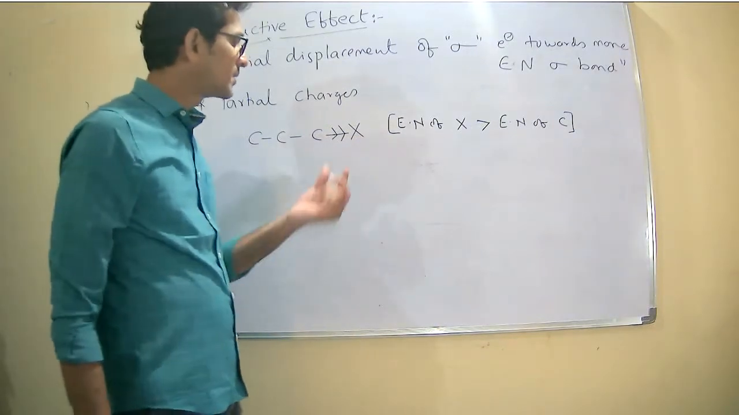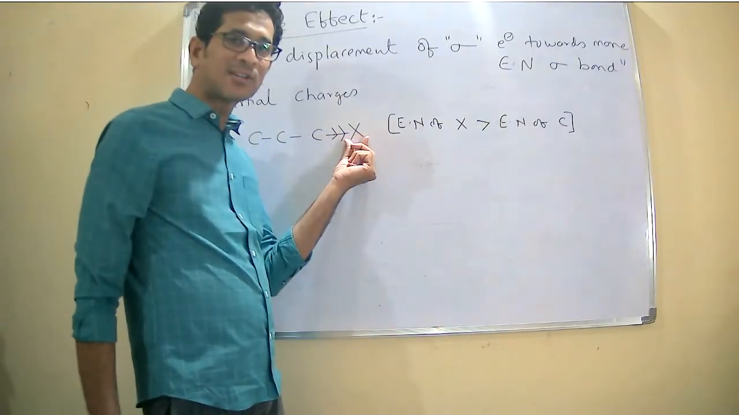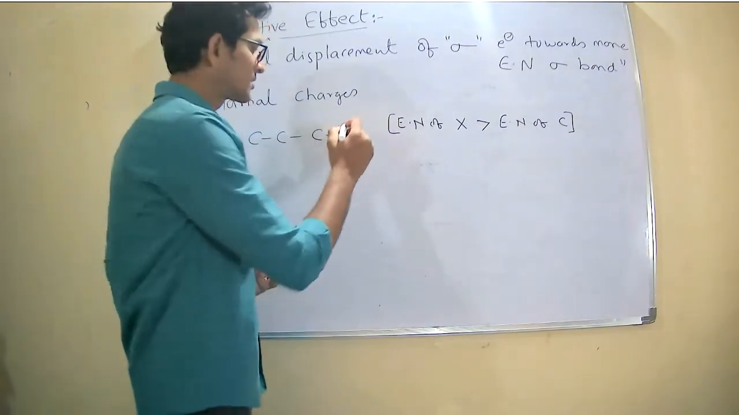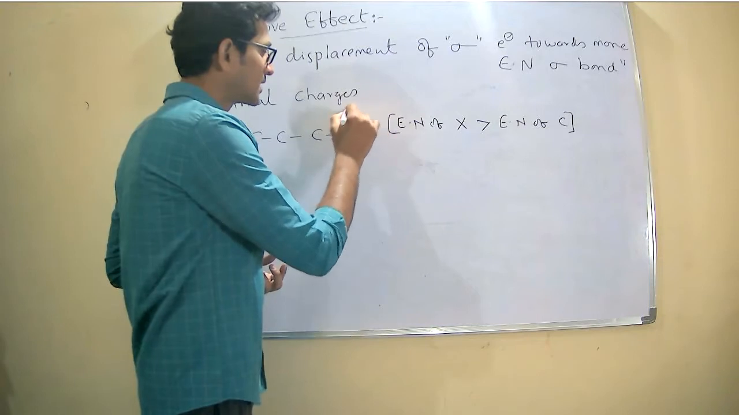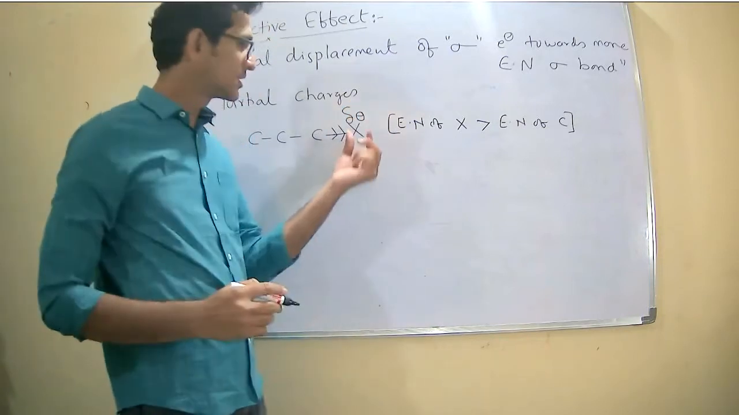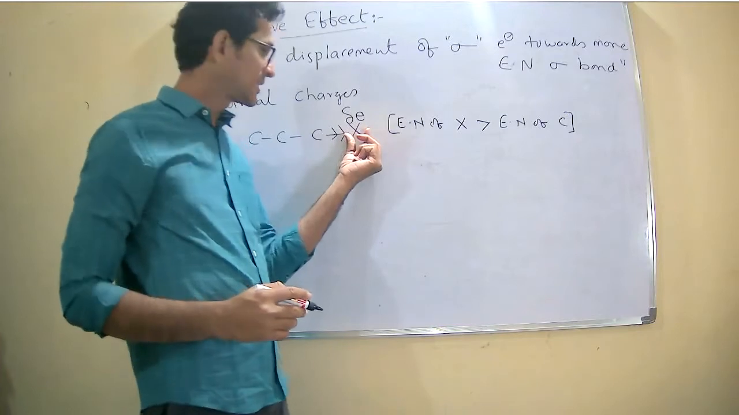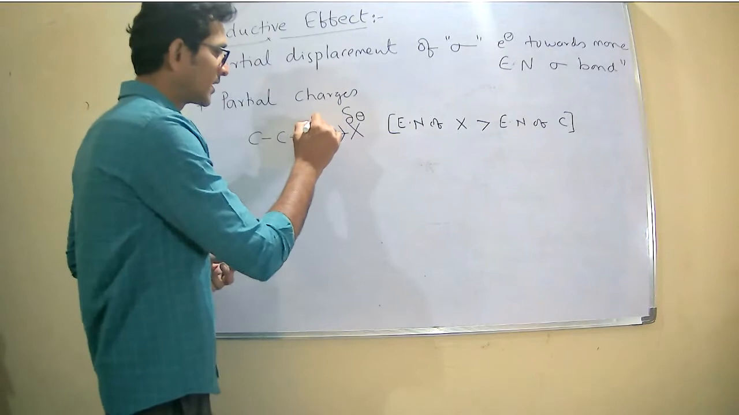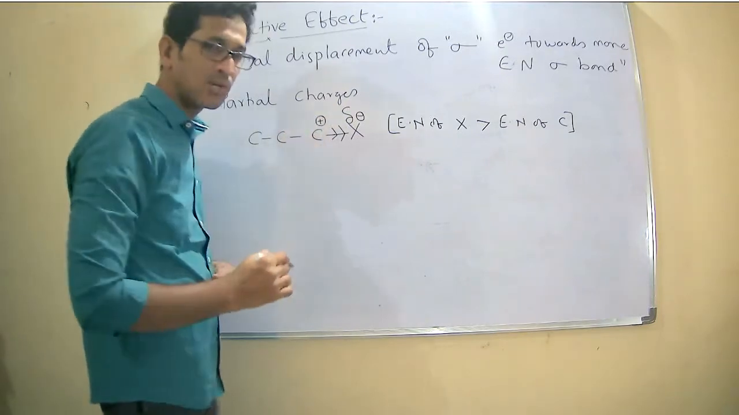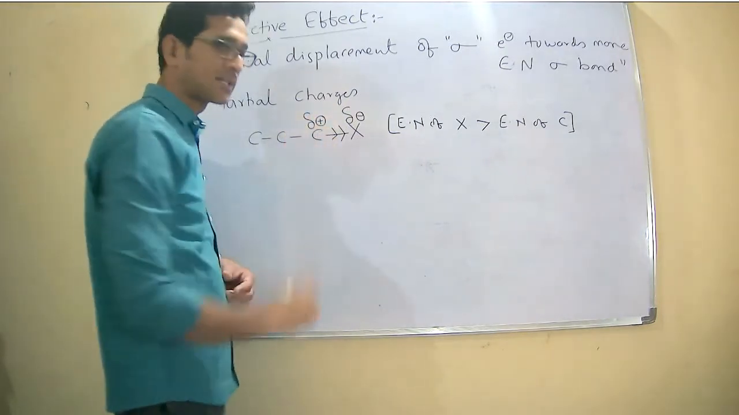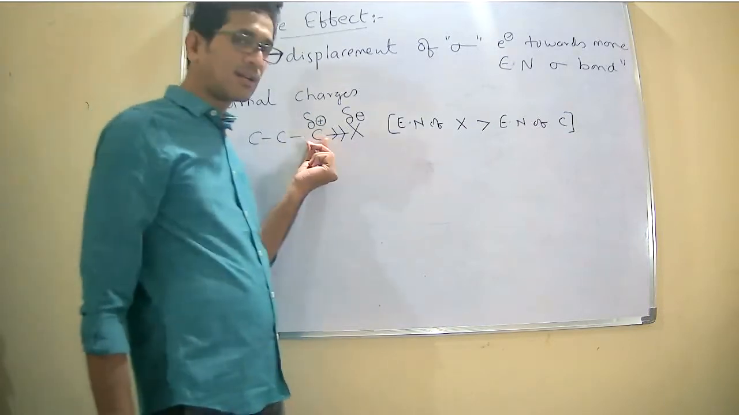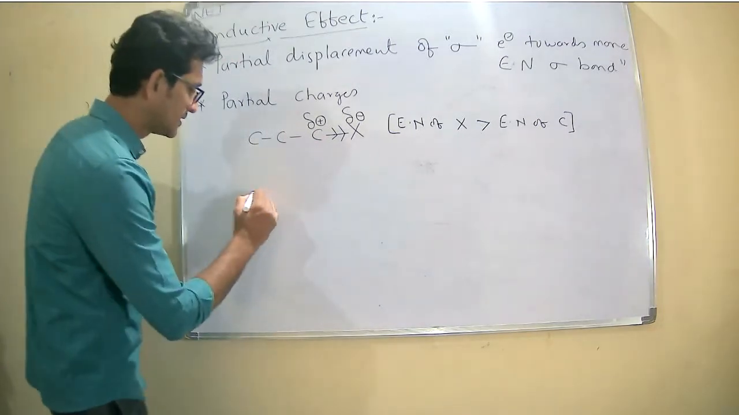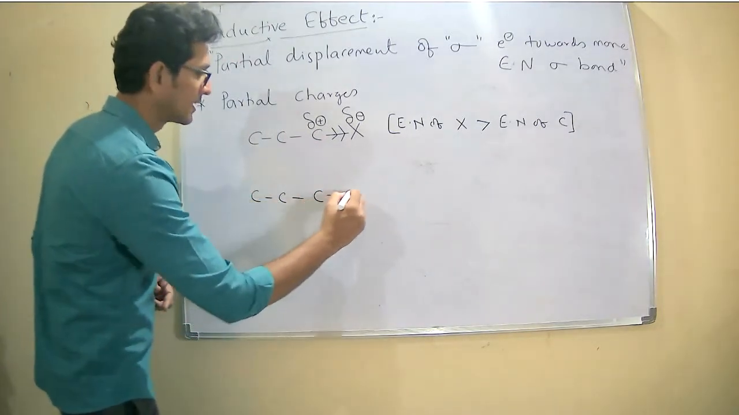So what happens once X is receiving electrons? Partial displacement. X is receiving electrons, therefore a partial negative charge appears on X. And once carbon is losing electrons, the positive charge arises over carbon, that is, a partial positive charge on carbon takes place. And one more case is here.